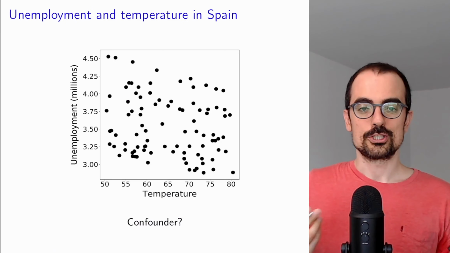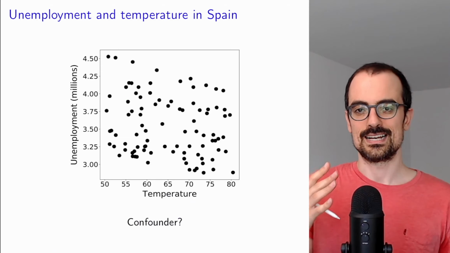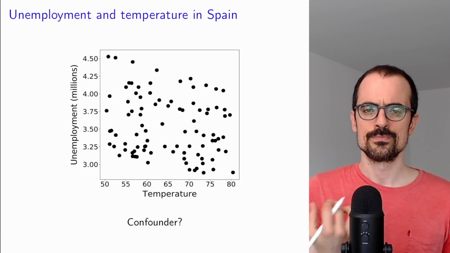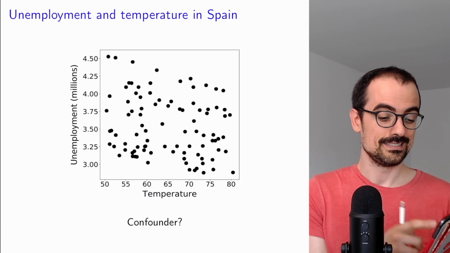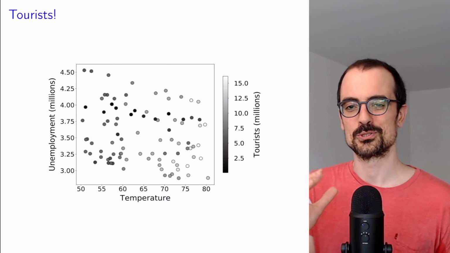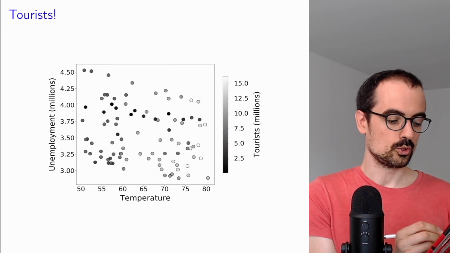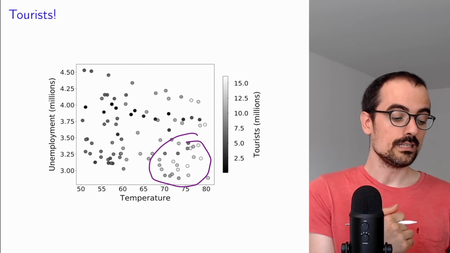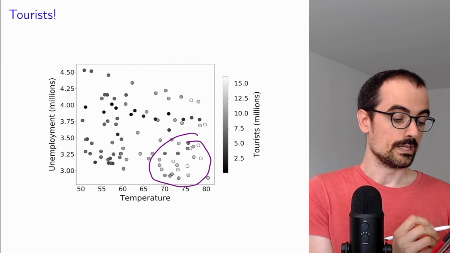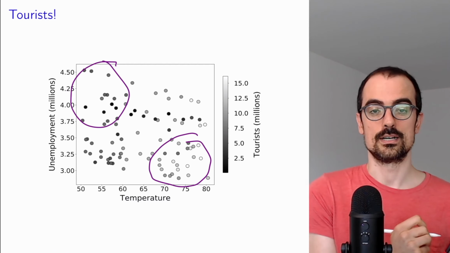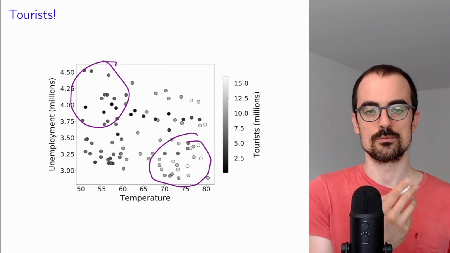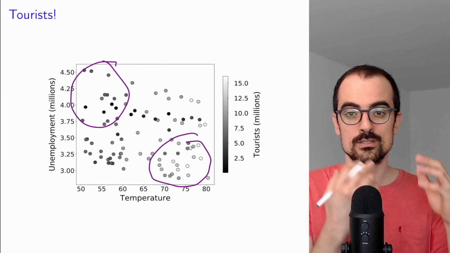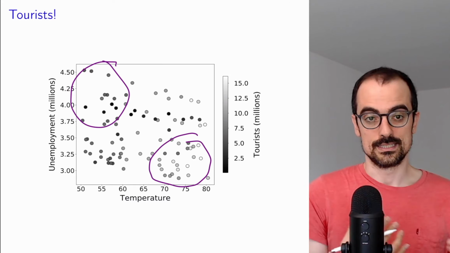In unemployment and temperature in Spain, we observe this negative correlation between unemployment and temperature. What could be a possible confounder? Well, a possible confounder would be the number of tourists that arrive in Spain, because tourists tend to come to Spain when it's warmer, and when there are tourists, there are more jobs, so indeed the unemployment is lower. When the temperature is lower, there are no tourists, and the unemployment is higher because there are fewer jobs. It's that there are fewer tourists, so fewer jobs from the tourism sector, and this is reflected in the unemployment.